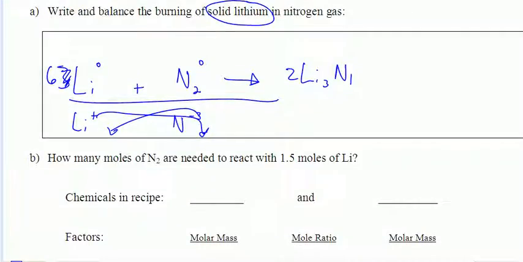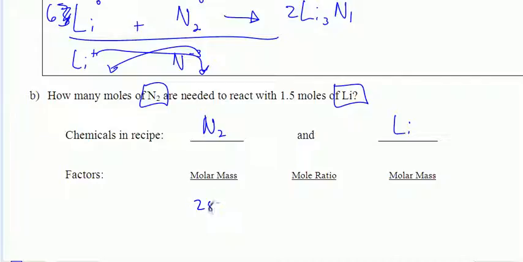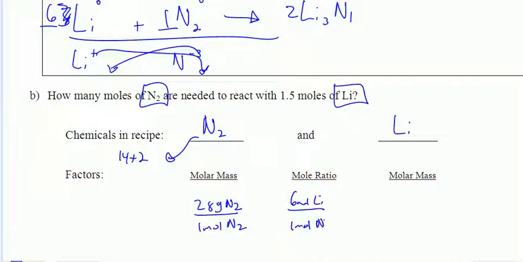Alright, how many moles of N2 are needed to react with 1.5 moles of Li? So N2 and Li are here. The molar mass of N2 is 28 grams of N2 for every 1 mole N2. That came from the fact that this is 14 times 2. The mole ratio between Li and N2 comes from the balanced reaction. It is 6 to 1. So 6 moles of Li for every 1 mole of N2.